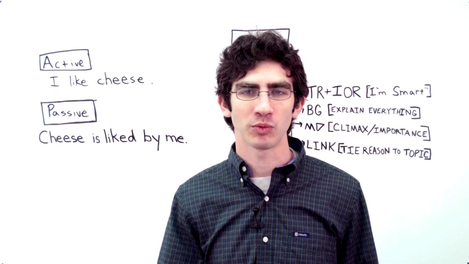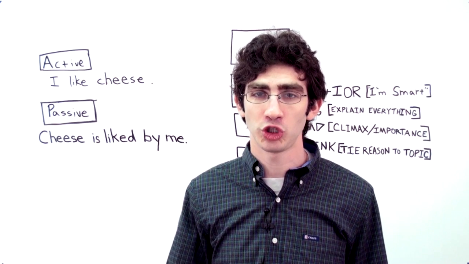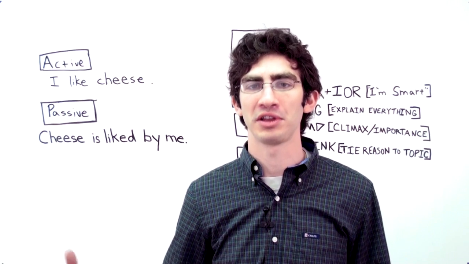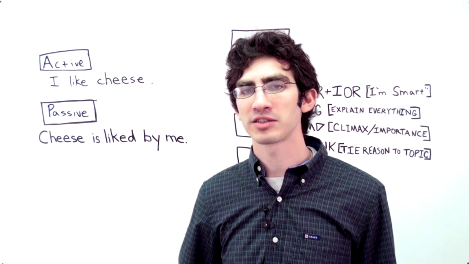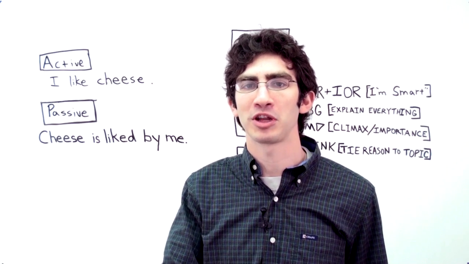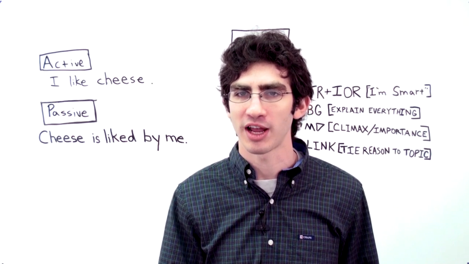In the passive version, we have cheese is liked by me. In this case, the subject is cheese. The verb is liked. Is would be called a linking verb. In this case, the subject, cheese, is not actually doing anything. Something's happening to it. So it's the subject of the sentence, but it's a passive subject.